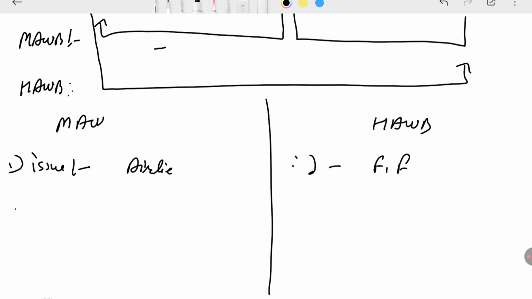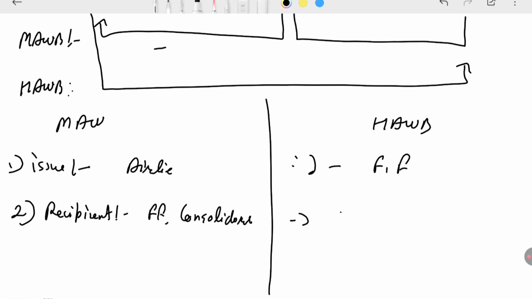Now, in the second column, the recipient. Recipient means who receives the master airway bill. Your freight forwarder and your consolidator receive the master airway bill. On the house side, your actual shipper or supplier receives the house airway bill. I hope you understand that.